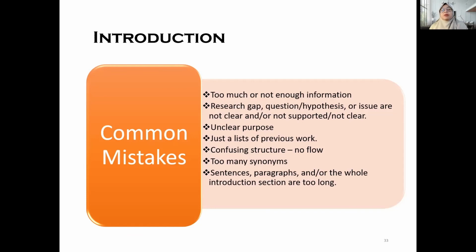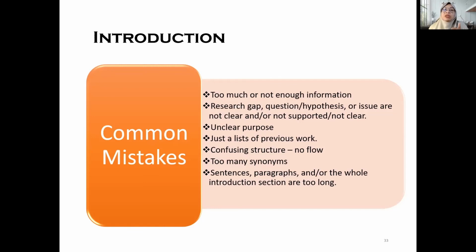Confusing structure, that means no flow, no connection between sentences, between paragraphs. There is no connection, no flow, no structure at all. You can just delete the paragraph without affecting the content of the introduction. This is a mistake. This is a very common mistake.